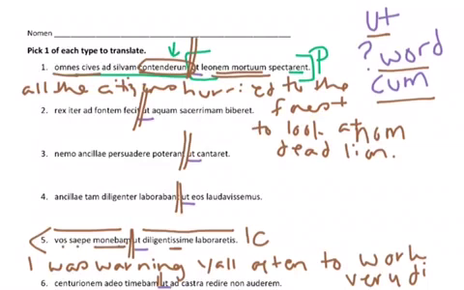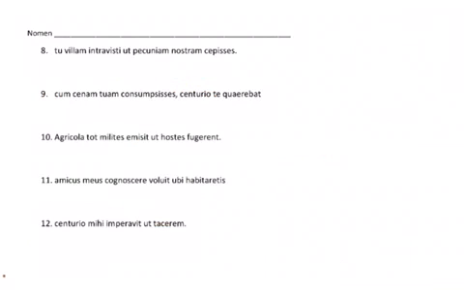Okay, so the next thing that I want to talk about is ubi. Here, let's do number 11. Amicus meus cognoscere voluit ubi habitaretis. Remember, I'm looking for an ut, a cum, or a question word. My question word here is ubi. This is where I break my sentence in half, okay?